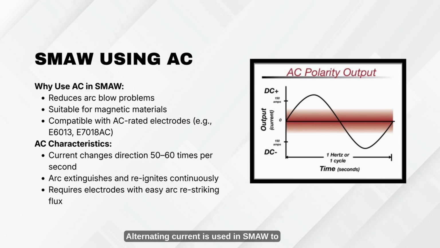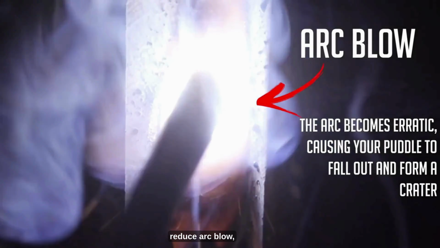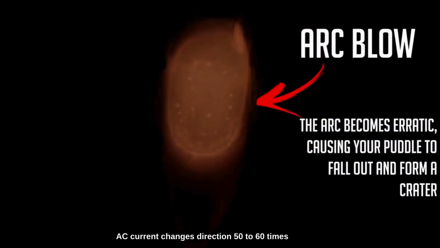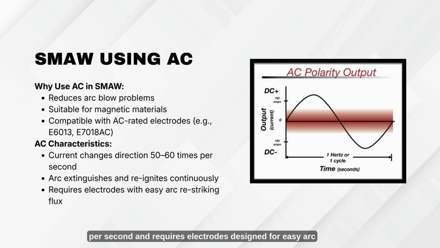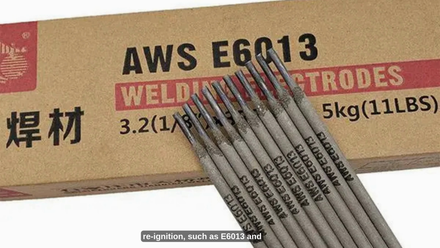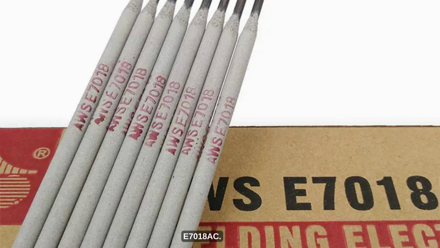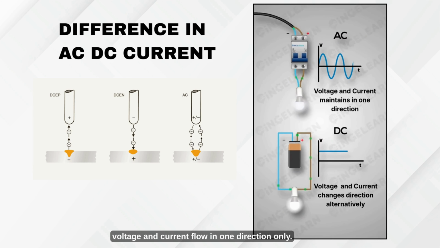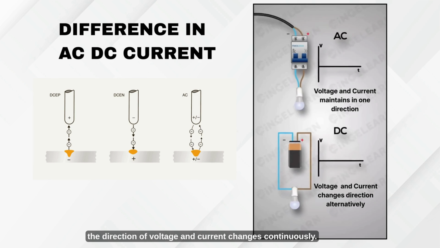Alternating current is used in SMAW to reduce arc blow, especially when welding magnetic materials. AC current changes direction 50 to 60 times per second and requires electrodes designed for easy arc reignition, such as E6013 and E7018 AC. In direct current, voltage and current flow in one direction only. Meanwhile, in alternating current, the direction of voltage and current changes continuously.